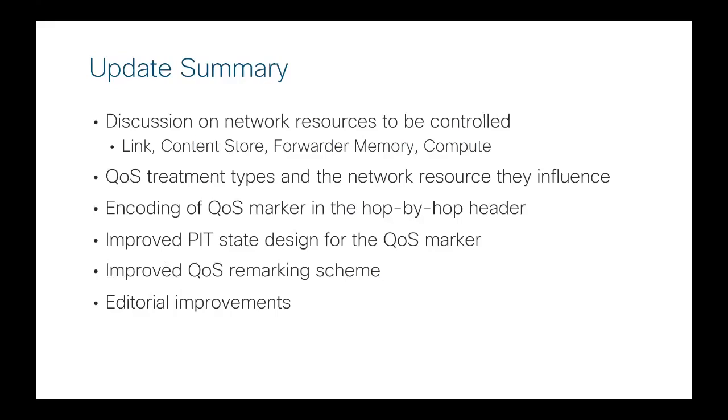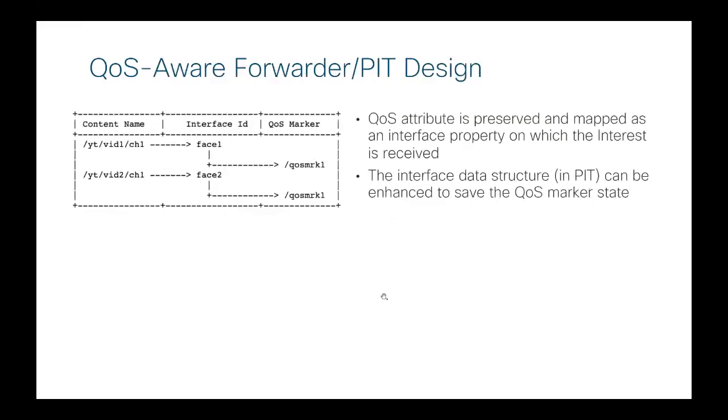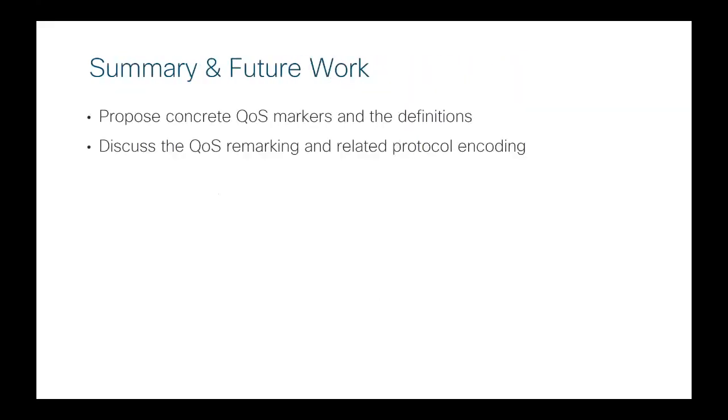So in the remarking scheme, the original QoS marker is also preserved, and the intermediate router can remark it and still forward both QoS markers to the next router, so that the next router can decide whether to go by the remarked QoS or by the original intention. So that's the final change that we are talking about.